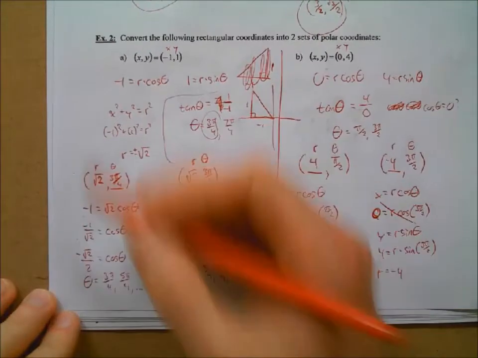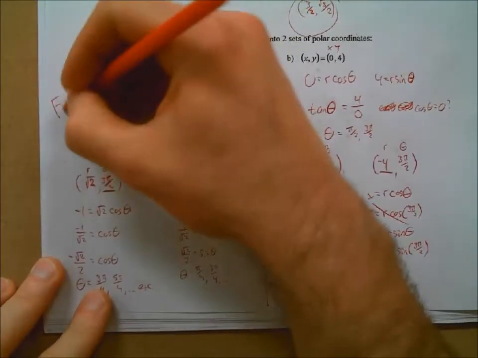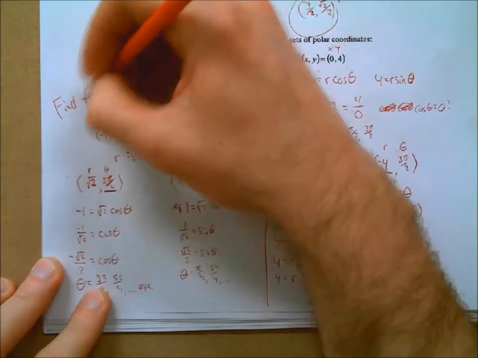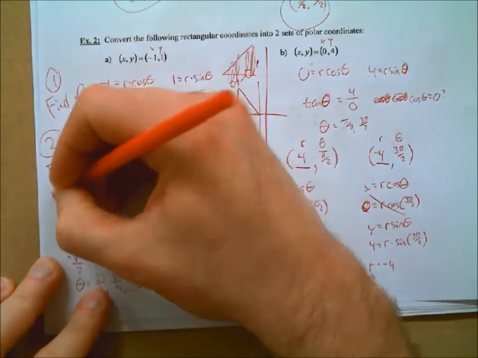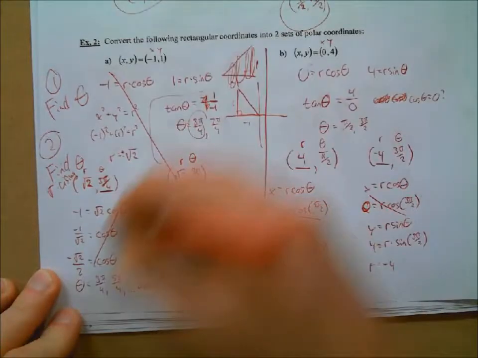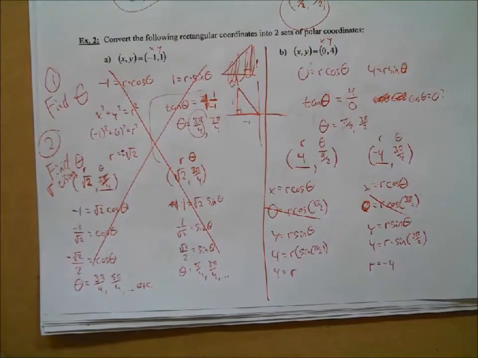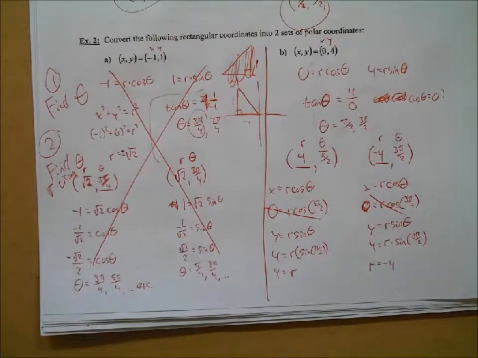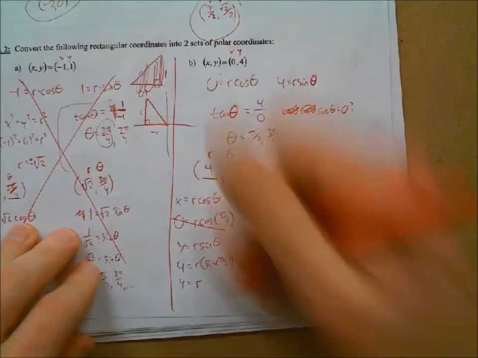Oh my gosh. All right, so sorry about that. So what I should have done here in the same vein is find theta first, then find r using theta. I made it way harder than I needed to there. Find your theta first, then find r using theta, which went way better here.